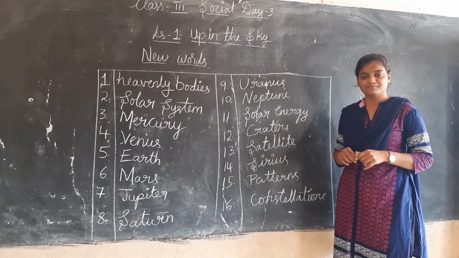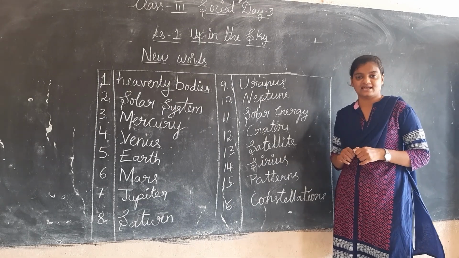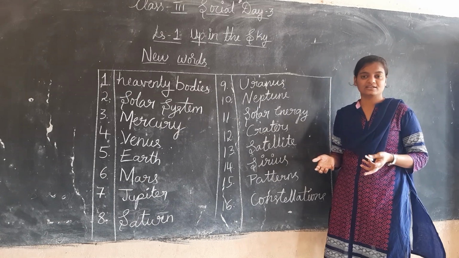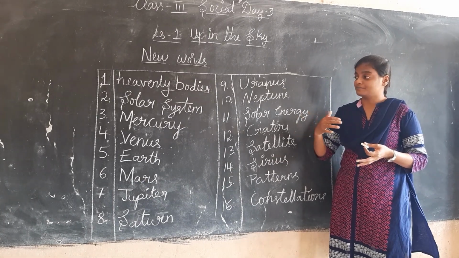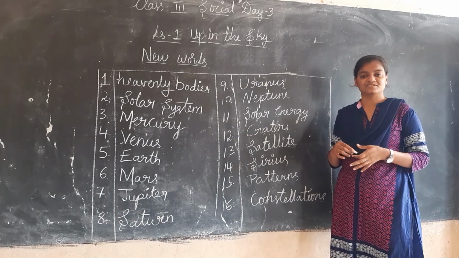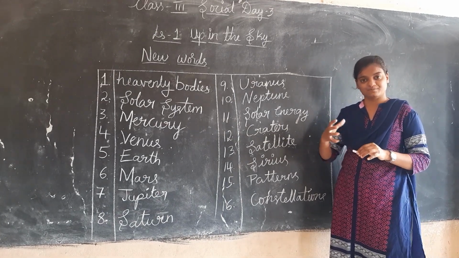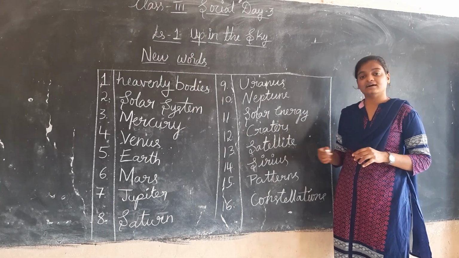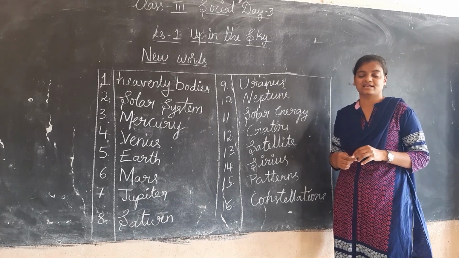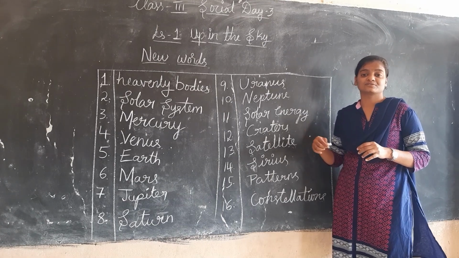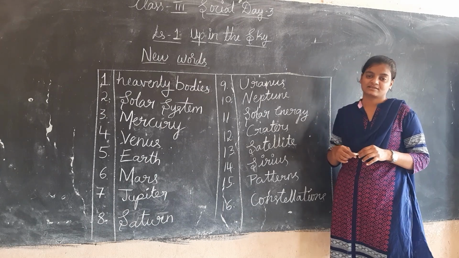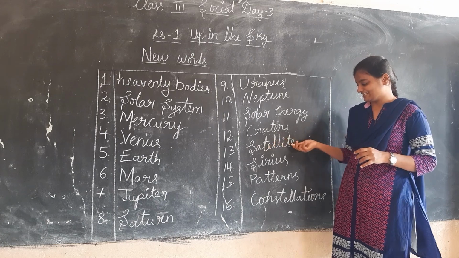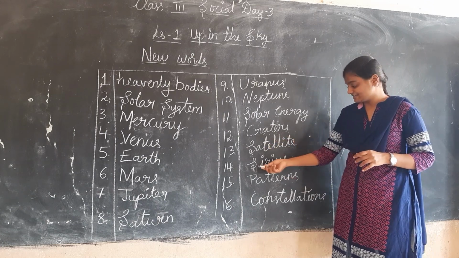Moon. You know the moon, children. The moon is the Earth's natural satellite. It doesn't have its own heat and light, only the light which it receives from the sun. By that, the moon gives light in the night. We also send some satellites from Earth for research. S-A-T-E-L-L-I-T-E, satellite.